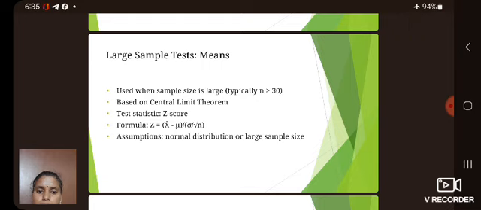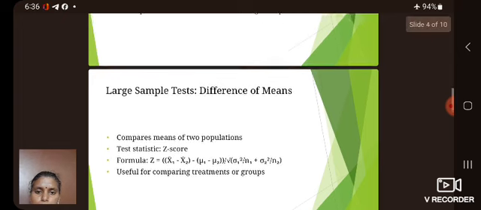Here next we see the large sample test in terms of means. It is used when the sample size is large, that is typically n greater than 30. It is based on the central limit theorem. Test statistic is based on the z score. Formula: z equals x bar minus mu by sigma by root n. The assumptions are normal distribution or large sample size.